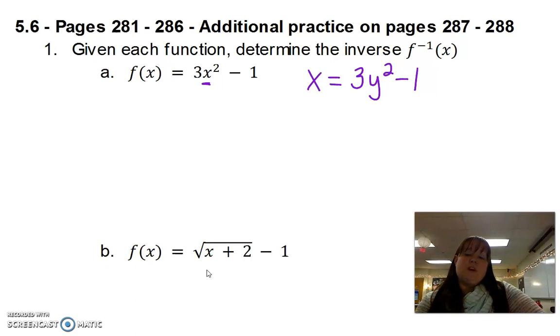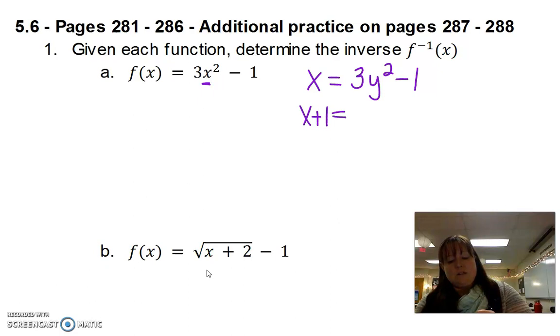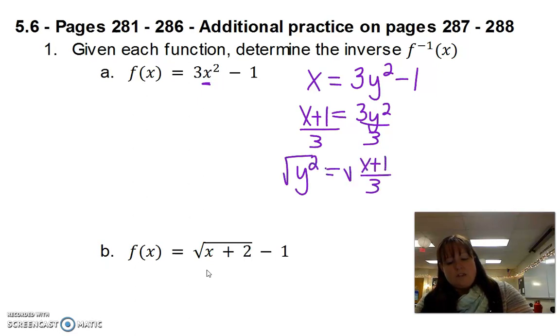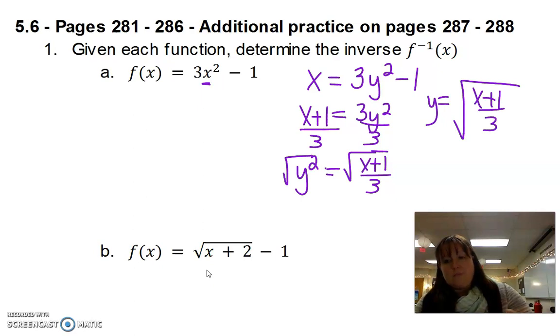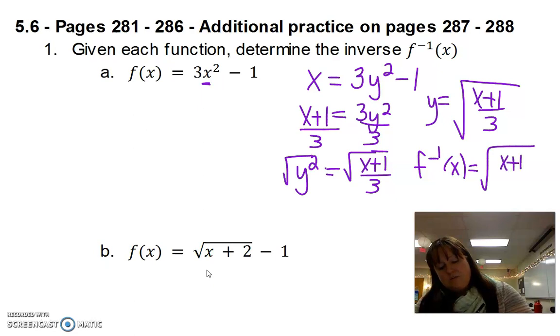Now we're just going to simplify this because we want a y all by itself. So we're going to add 1 to both sides, and then we're going to divide by 3. And so we get y squared equals x plus 1 over 3. And we're going to take the square root of both sides. So we get that y equals the square root of x plus 1 over 3. And then remember, we can rewrite this in just inverse function notation. So we can say the inverse of f of x is the square root of x plus 1 over 3.